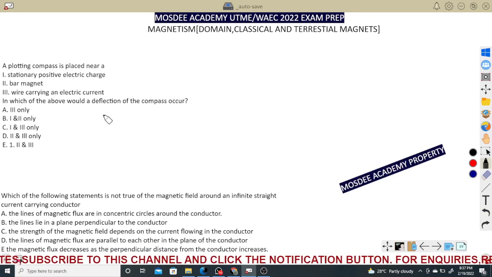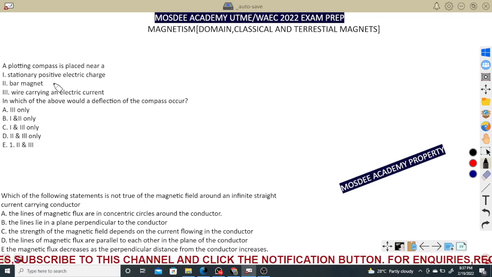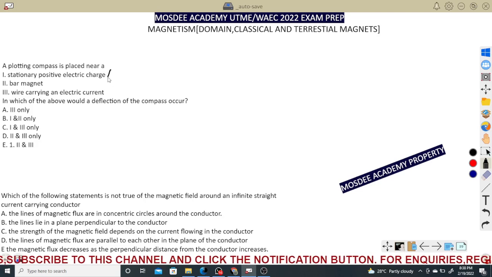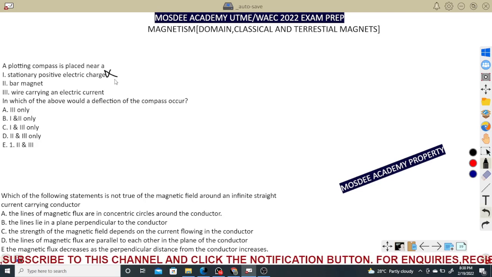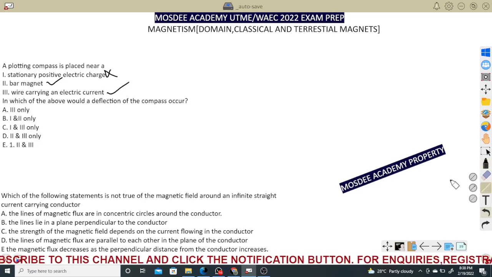Good. The next question says a plotting compass needle is placed near a stationary electric charge. We don't use a compass needle to measure electric charge. We only use it to know the direction of a magnet. Now, a bar magnet, correct? A wire carrying electric current behaves like a magnet. Let me quickly talk on that because you need that.